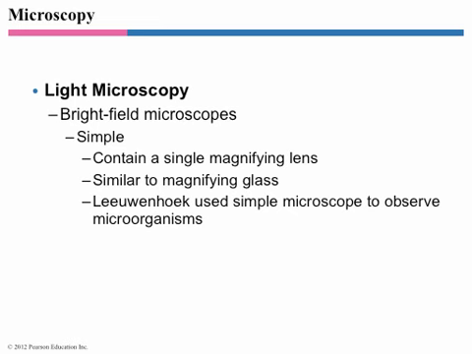So it can contain a single magnifying lens, if it's a simple microscope as opposed to a compound one. It's basically a glorified magnifying glass. These were the first type of microscopes that were invented.